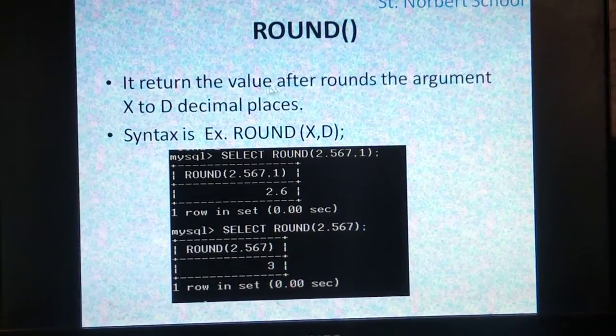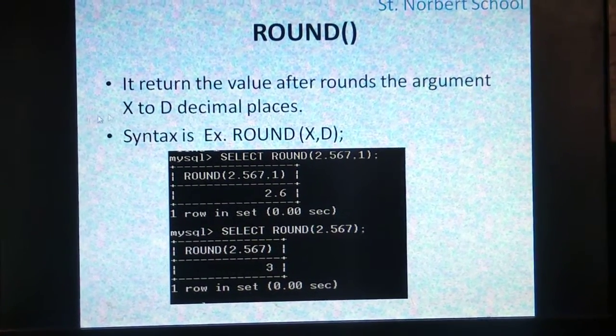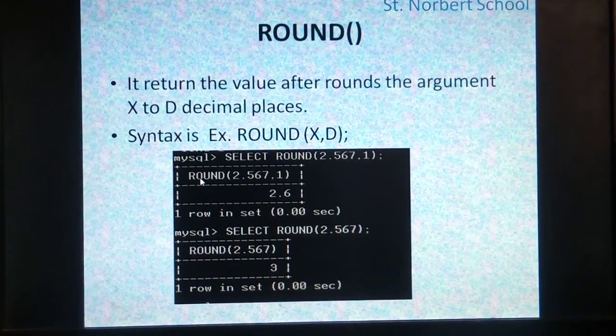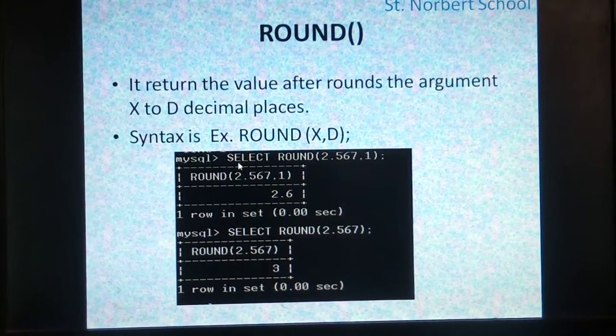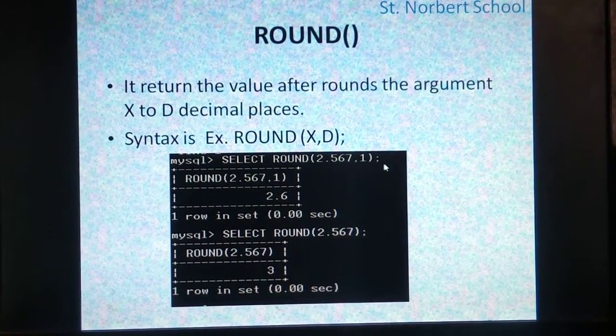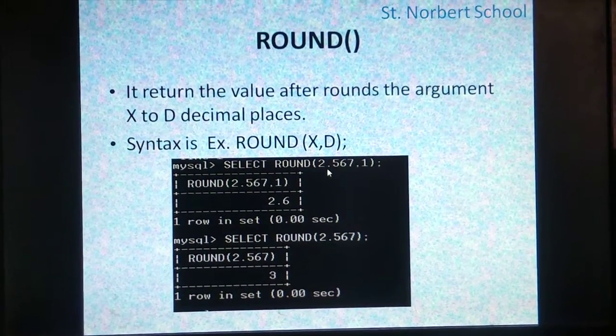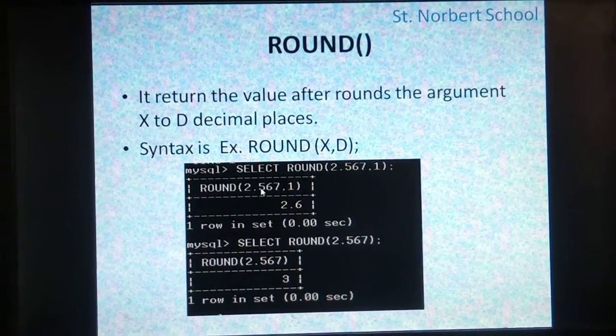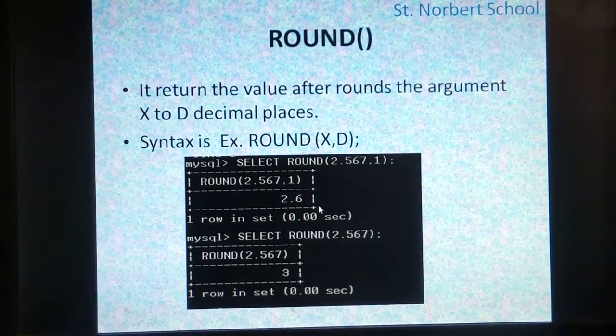Next is the ROUND function. It returns the value after rounding the argument x to d decimal places. We can write an example, SELECT ROUND(2.567, 1). So it will round after one digit only after the decimal point. You can see the output, 2.6.